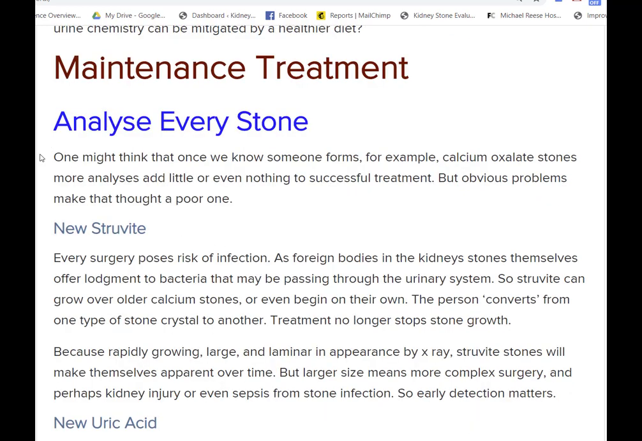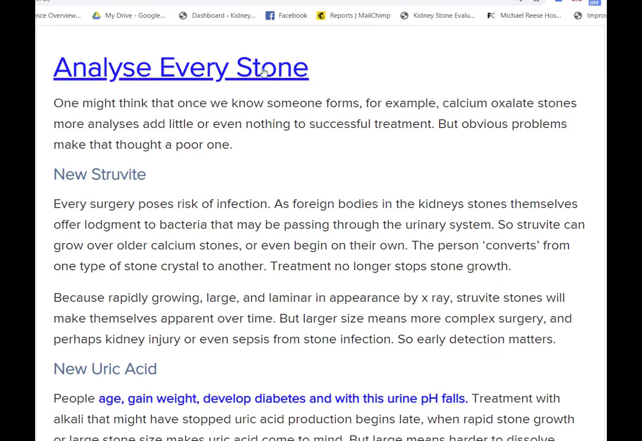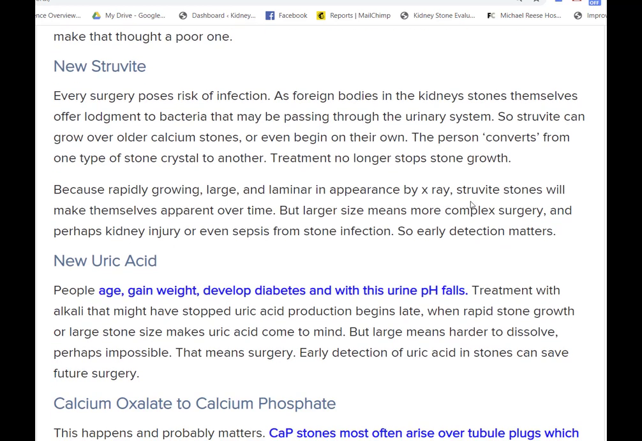Well, we're coming to the end of the chapter, and presumably we are on treatment. Things are going well. What do you do then? Well, you maintain your treatment. This is odd but important. Always analyze every stone. I know you've made calcium oxalate stones 5 times. Infection can occur, and struvite can show up. You won't really know. Sometimes the X-ray appearance gives you the answer.